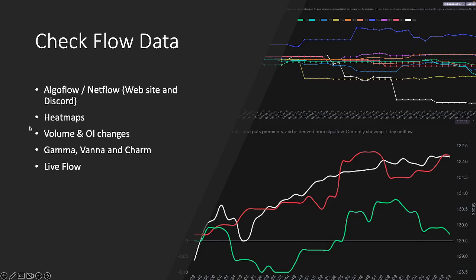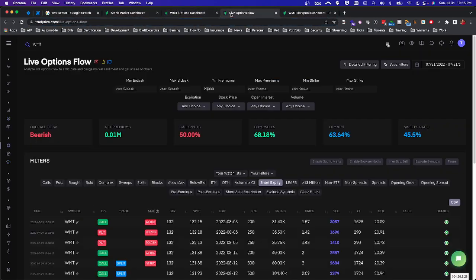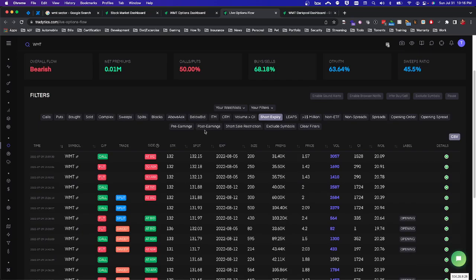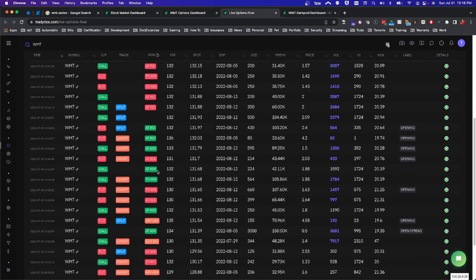You can also look at live flow as well. If you go to live flow, you could search Walmart. I set minimum premiums to 20,000 because that seems to be a decent size for Walmart's market cap, and we can raise it even higher to look for bigger purchases.